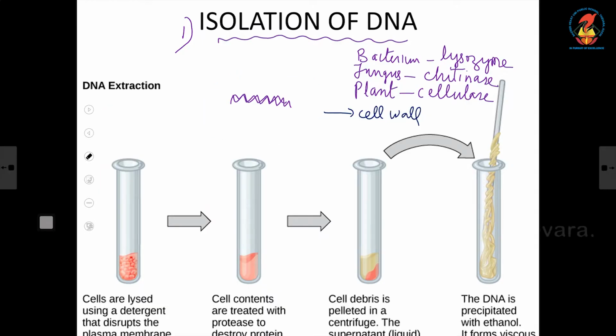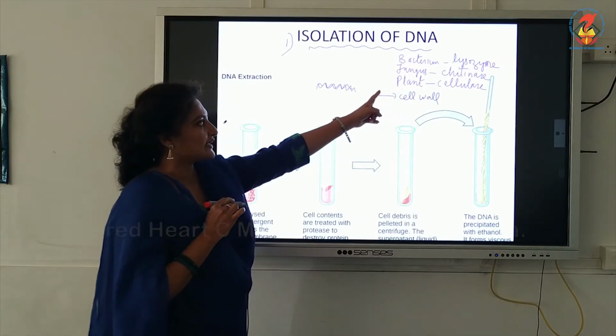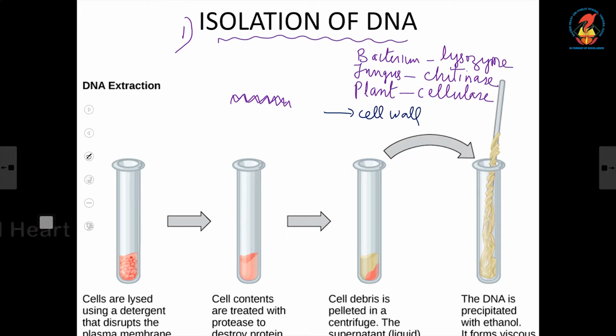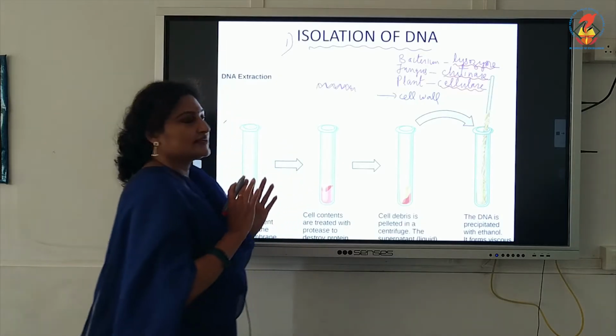So how is the cell wall removed? That depends on the source organism. If it is a plant cell, we treat it with cellulase, so the cell wall is destroyed. If it is a fungus, treated with chitinase, the cell wall gets destroyed. Or if it's a bacterium, you treat it with lysozyme, and the cell wall gets destroyed.